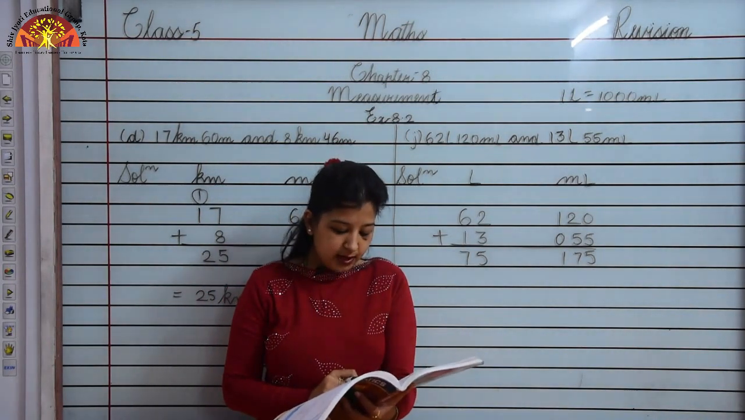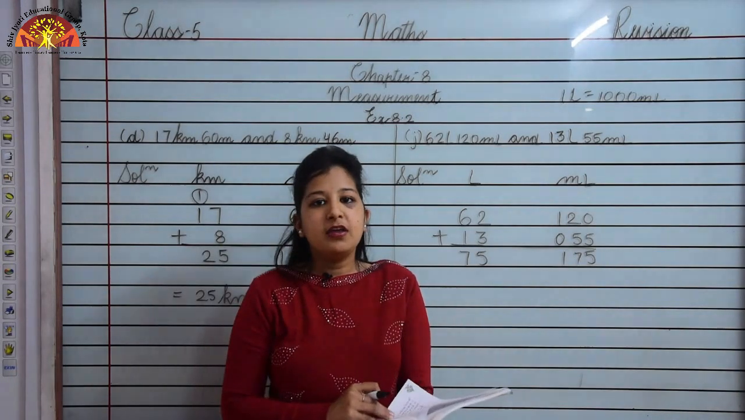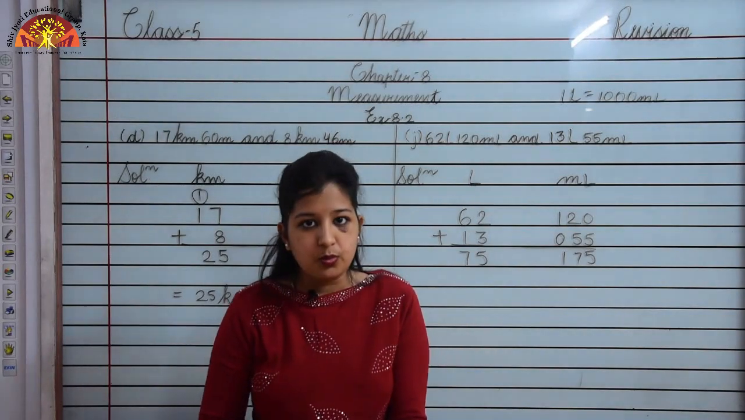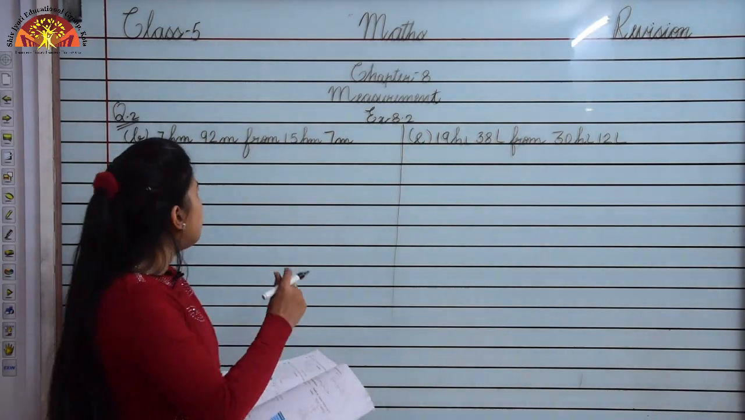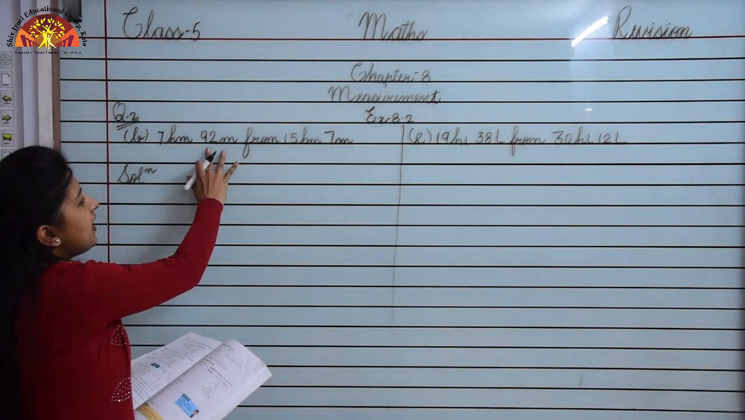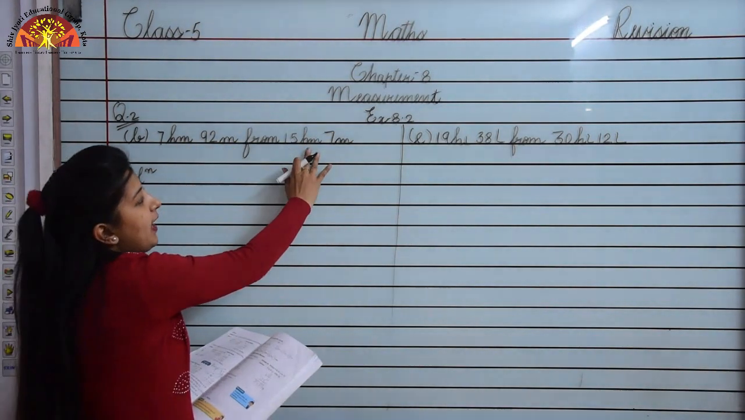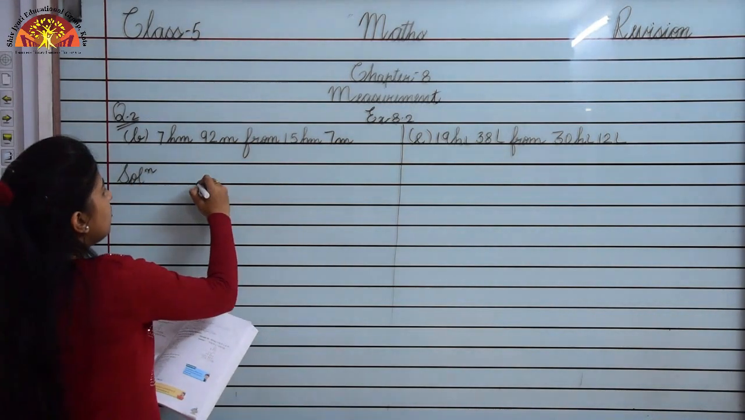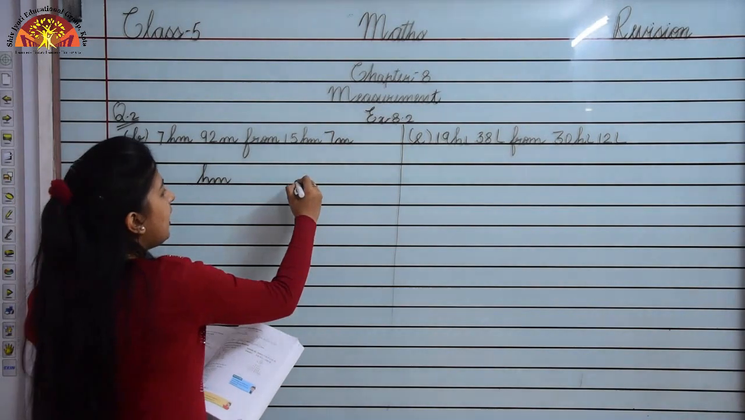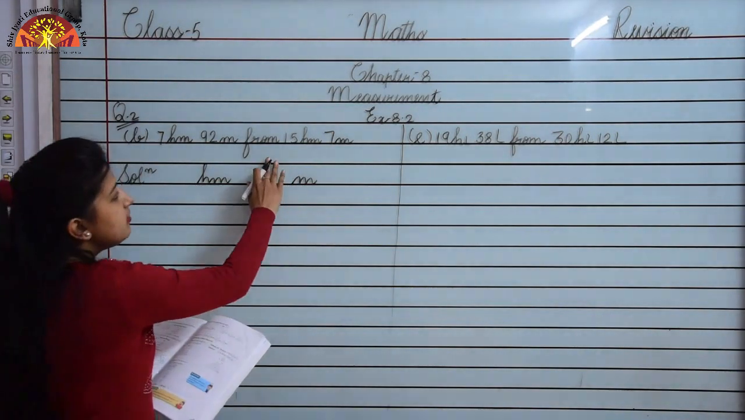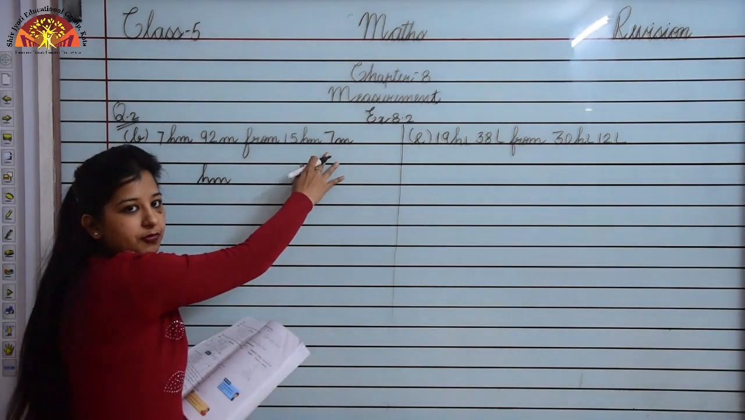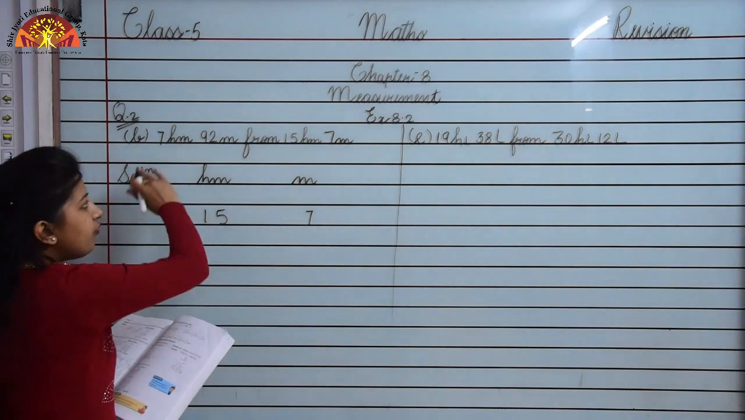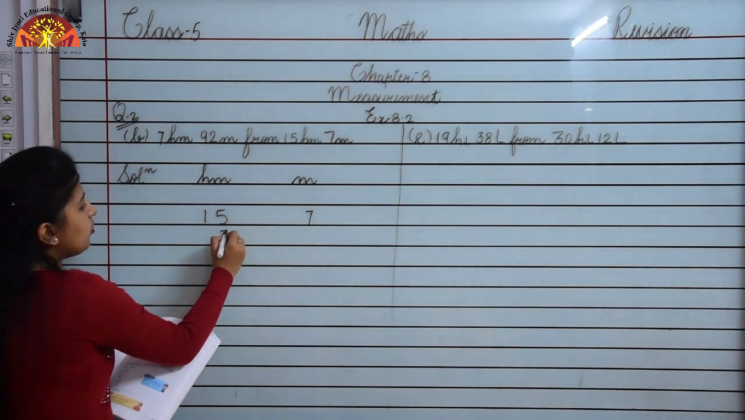Subtract the following metric measures, in which we have to subtract the given measurement. Students, we are going to do the B part of question number 2: 7 hectometer 92 meter from 15 hectometer 7 meter. Now, we will subtract it. So, we will draw two columns of hectometer and meter. Now, we will write the given measurement which comes after "from" on the upper side, and the measurement which comes before "from" on the lower side.